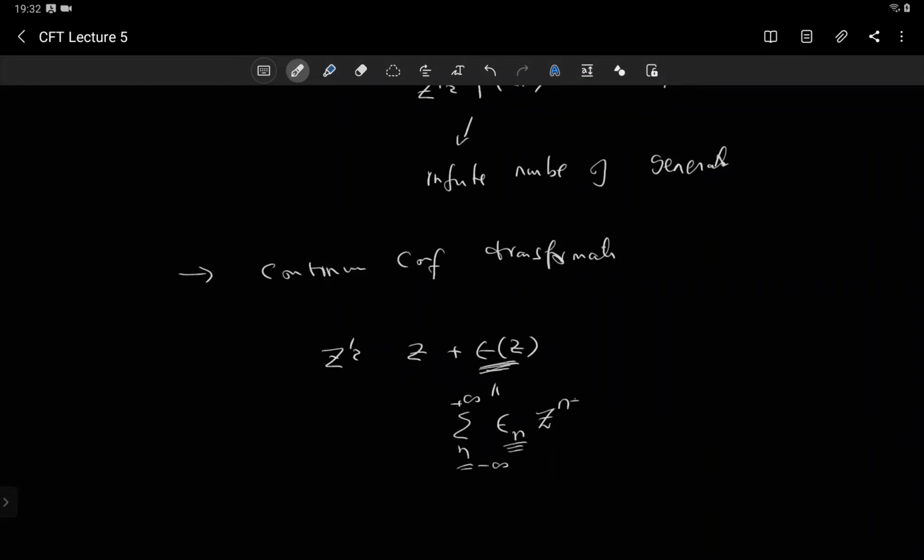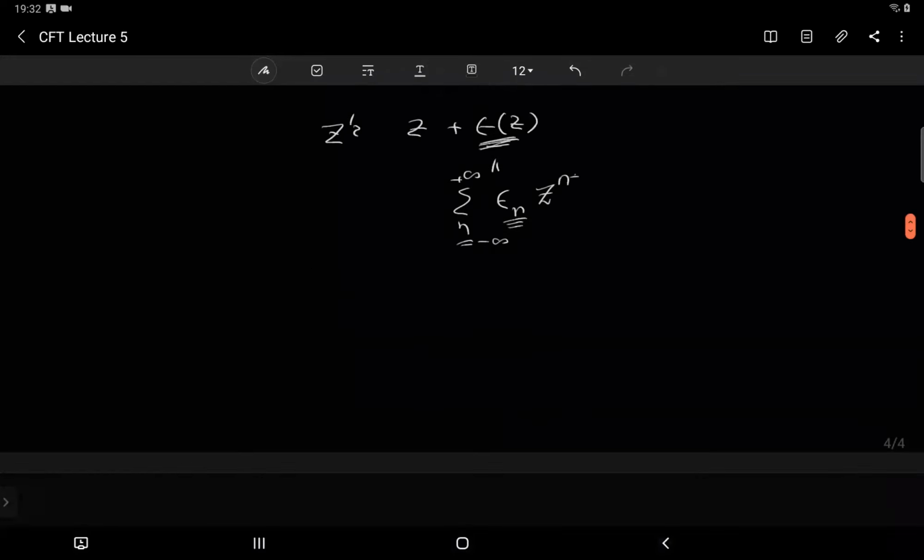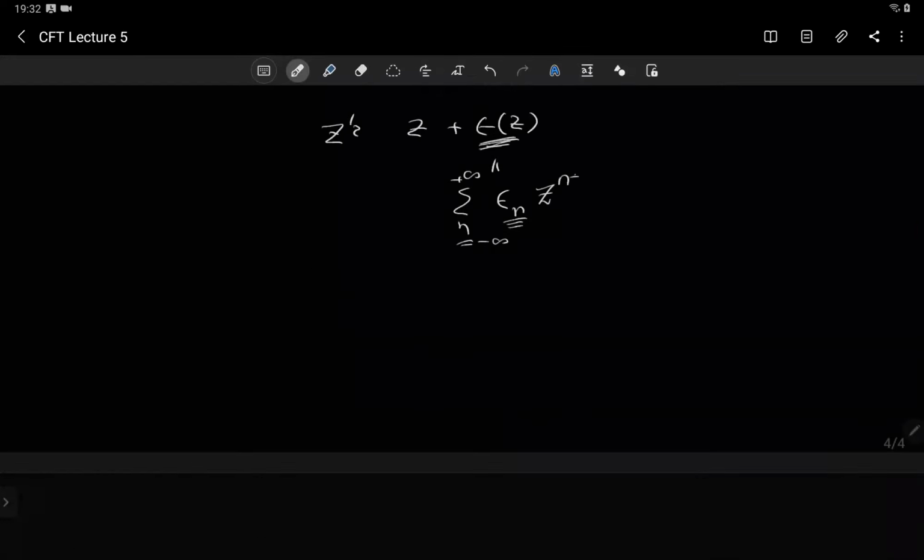So when you do an infinitesimal conformal transformation, you do this; this is the general form. And then, as we said when we were discussing the d greater than 2 case, the way to find the generator is to write this whole thing in the following way: z plus the sum over n from minus infinity to infinity of epsilon n z^n. I'll write it as z^(n+1). It doesn't matter because it's just a label.